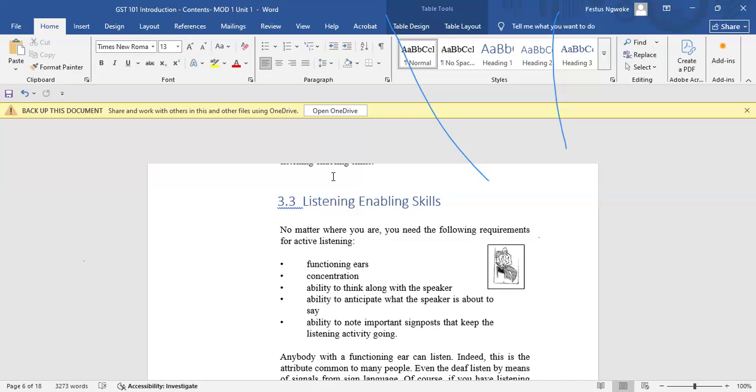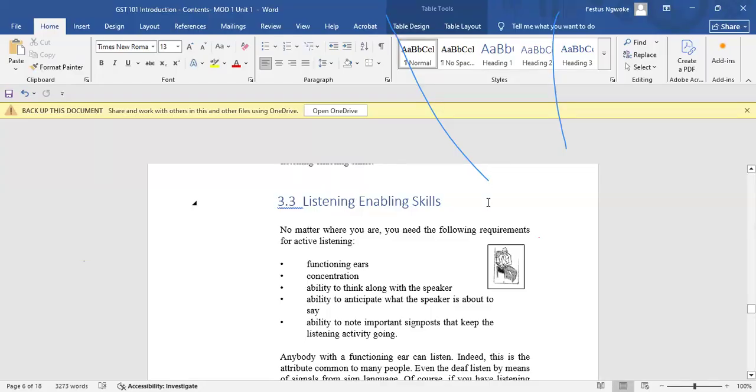You are thinking aloud. That will give room for you to be able to anticipate. Yes, just like I said, it's teaching time. Because you are thinking, immediately you think along with the speaker, you'll be able to produce what the speaker is going to produce. So when we are looking at anticipating what the speaker is about to say, it will help us.